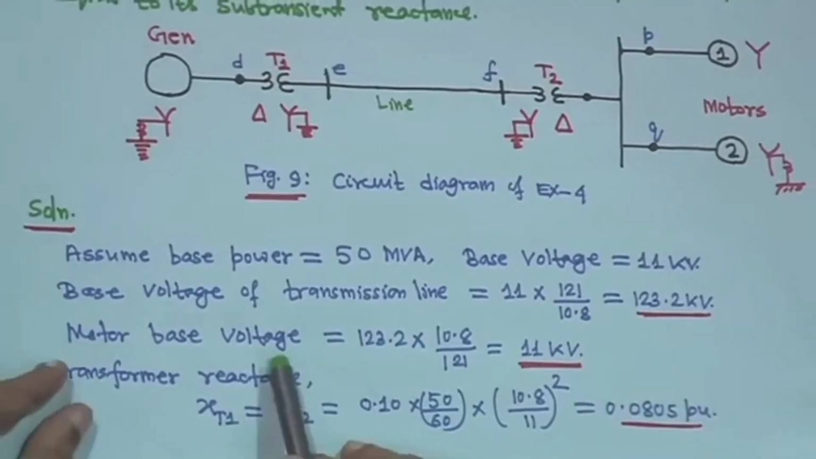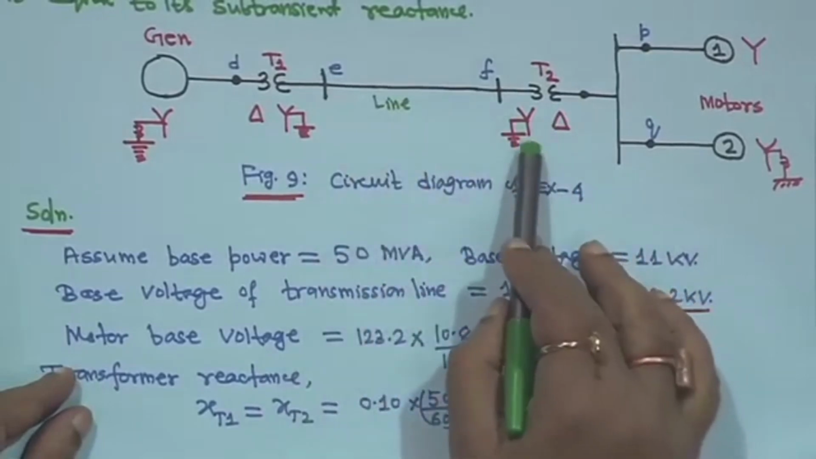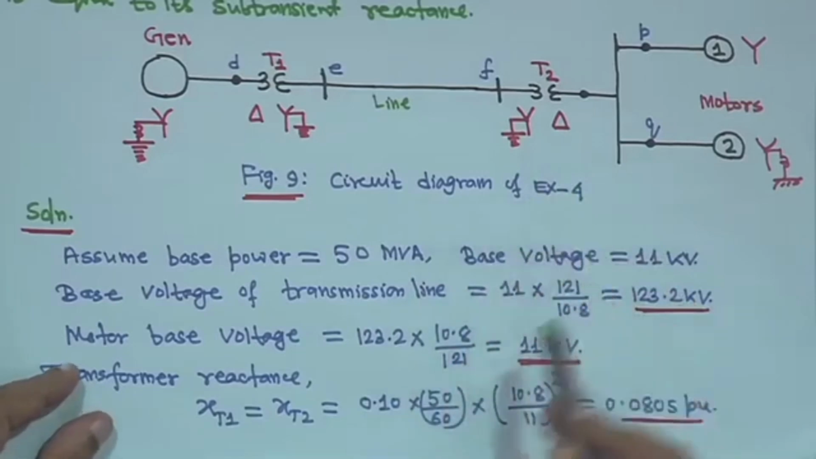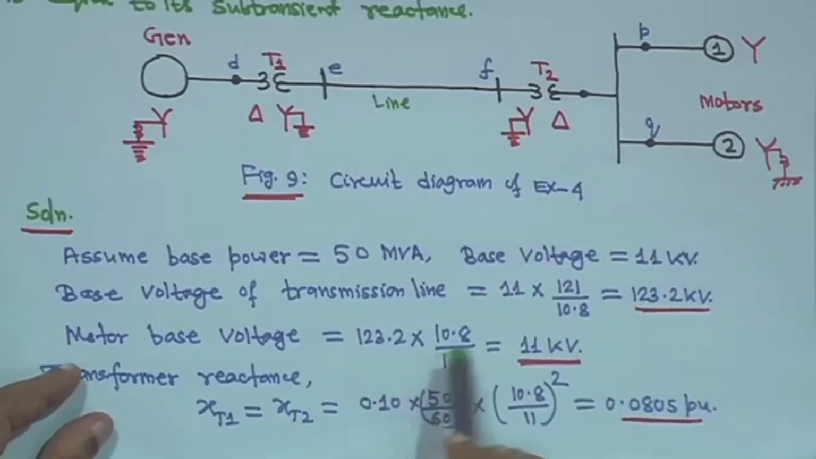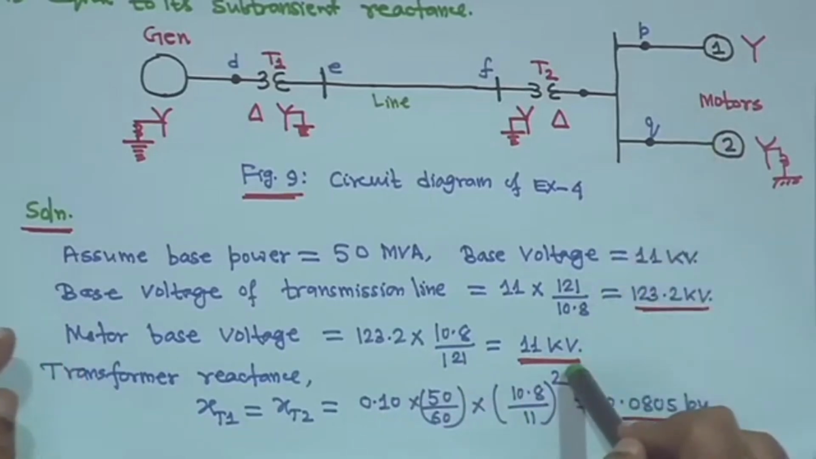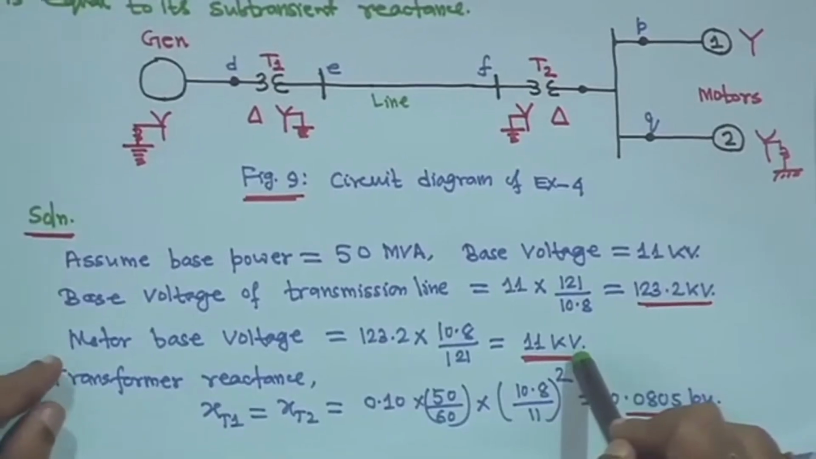Now, for the motor base voltage, again you have to go through the line, right. This transformer again is 10.8 by 121. So, again it will be 123.2 into 10.8 by 121. So, the motor side again will become 11 kV. All this we have seen for the per unit system. I hope you understand this.